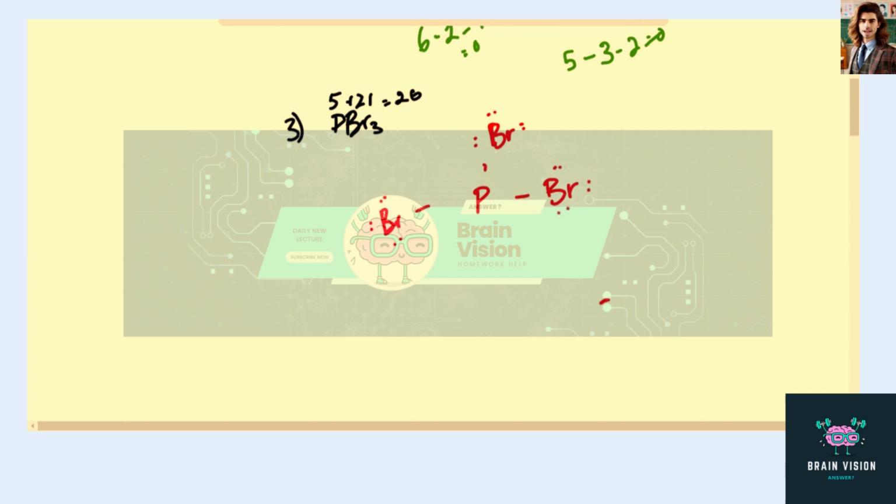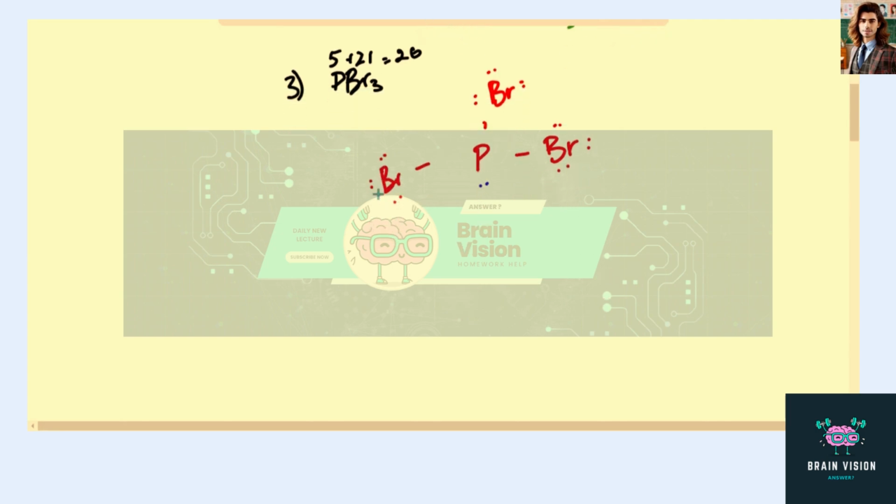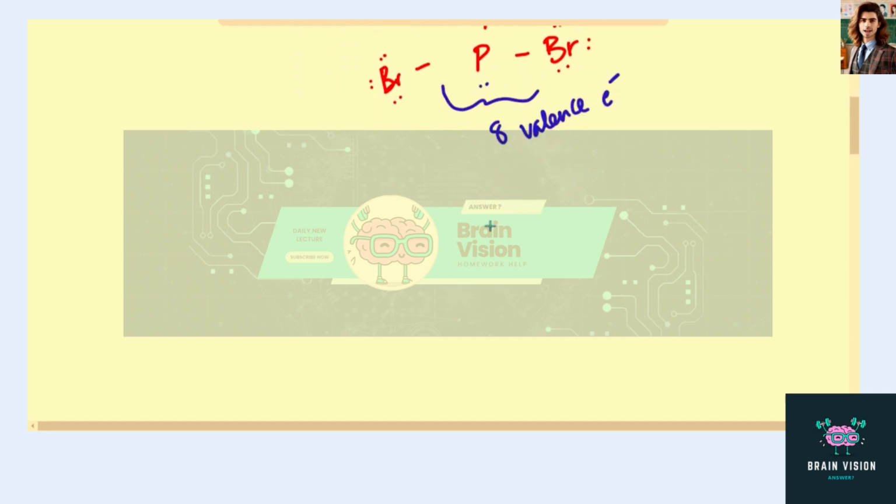Okay, 2, 4, 6, 8, 10, 12, 14, 16, 18, 20, 22, 24. We need 2 more. Now what we can do, because phosphorus is in the 3rd row, is we can just stick these extra ones on phosphorus. Actually, we don't even need to worry about that. Never mind. Forget about that for a second. So all of these have 8 now. 8 valence electrons. And that looks good.